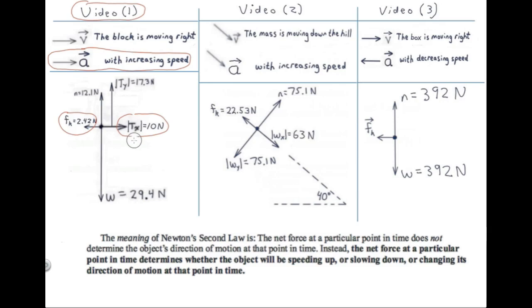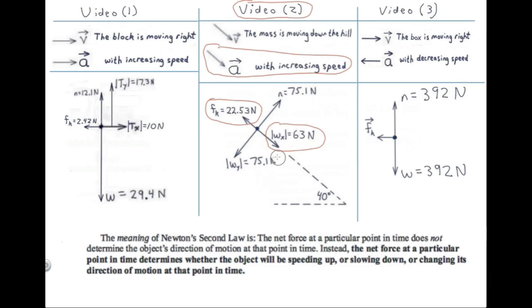In video 1, T sub x is trying to speed up the block, and the kinetic friction force is trying to slow down the block. The magnitude of T sub x exceeds the magnitude of the kinetic friction force, so the block will speed up.